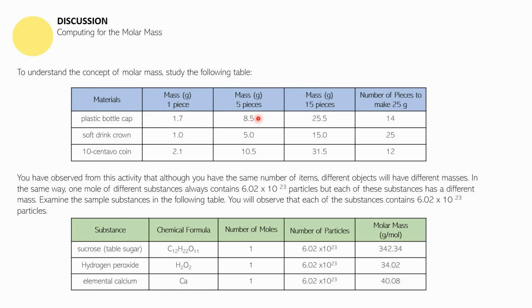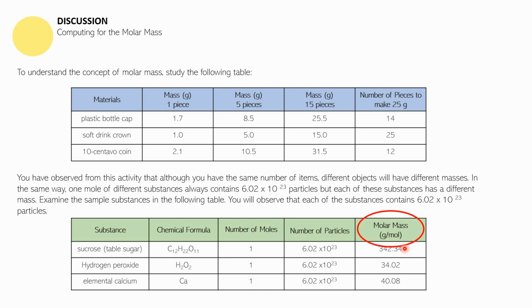Even though they all have the same number of moles and the same number of particles, their masses will be different. That is molar mass. And molar mass is reported as grams per mole. That is one thing that you need to remember: it's reported as grams per mole.